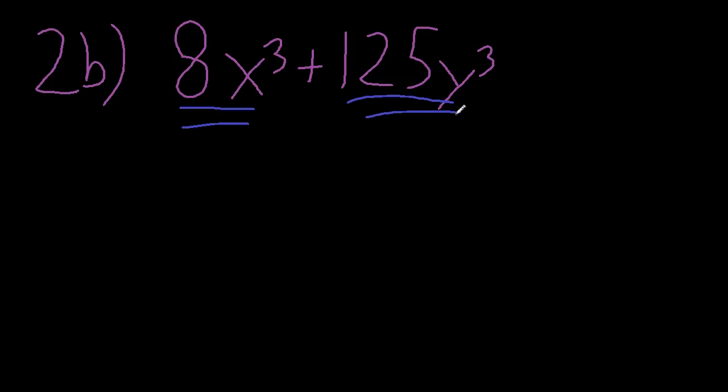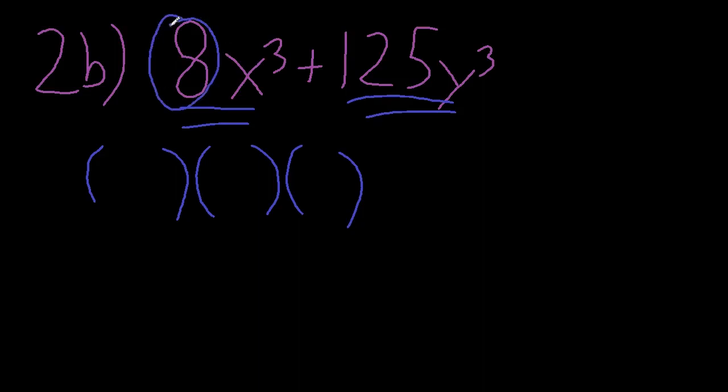8x cubed. I need to think about what expression times itself and times itself again is going to give me 8x cubed. So you can do it in two parts. You can look at the 8 and think, what's the cube root of 8? One number times itself and times itself again gives me 8. That's 2. 2 times 2 times 2 is 8. And then x cubed, you can break it down into 3 parts, x times x times x. So the expression I'm looking for is 2x.